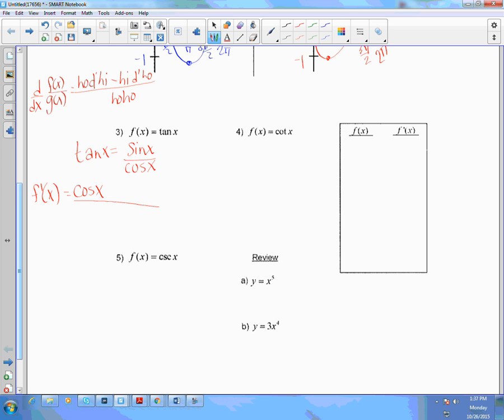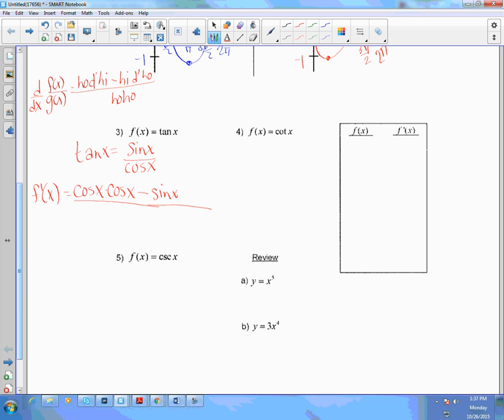Cosine of x. Low, d high. What does the d tell you to do with the high? Derivative of the high. What's the derivative of sine? Cosine. So we're going to times by cosine. So now we have cosine x, cosine x. Please make sure you write the x. Don't skip that part. Minus high. You know what the high portion is? Sine x. Good.